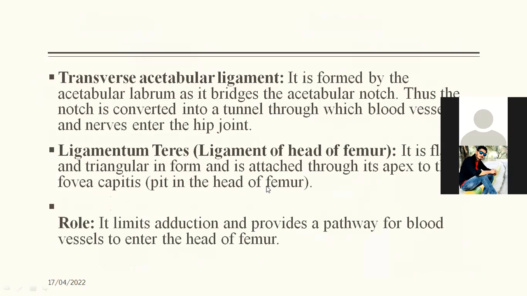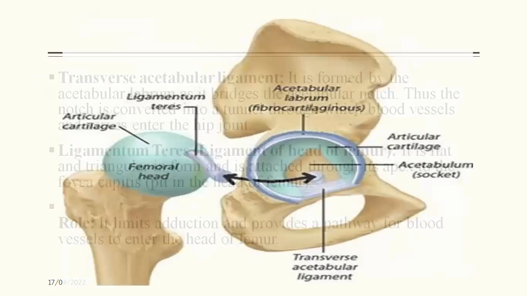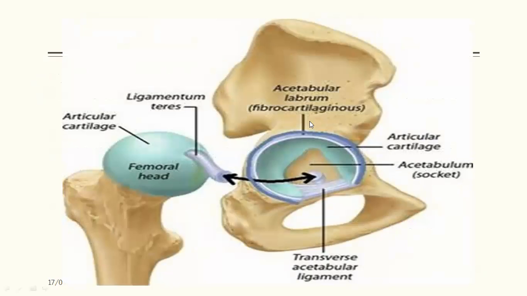The transverse acetabular ligament is formed by the acetabular labrum as it bridges the acetabular notch, and this provides the passage for the blood vessels and nerves to enter the hip joint. The transverse acetabular ligament. See, the acetabular labrum, the acetabular cartilage, and this is the transverse acetabular ligament. Okay.